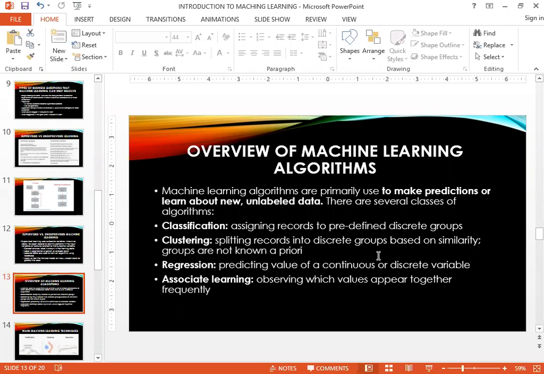Okay, so for this lecture, I'll be focusing on the first three methods of supervised machine learning. Just to give you an overview before I get into the details, up till now you've hopefully understood the difference between supervised learning and unsupervised learning.